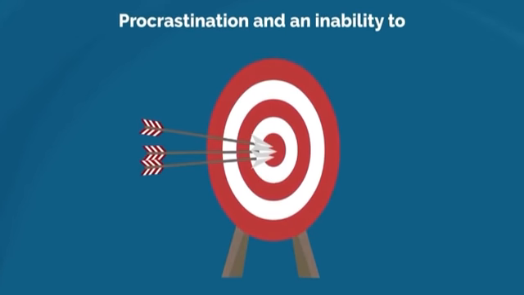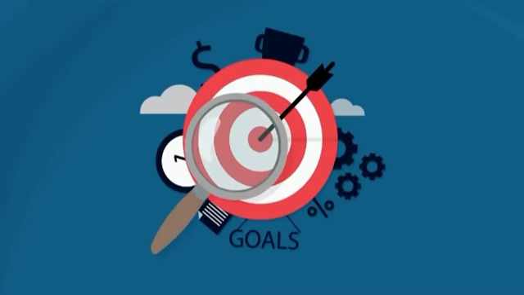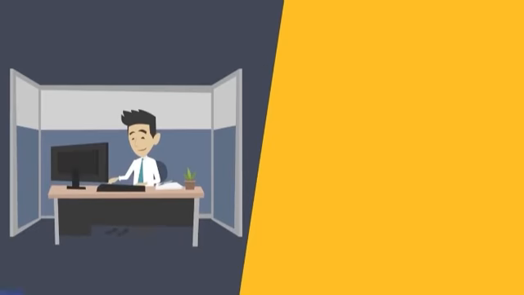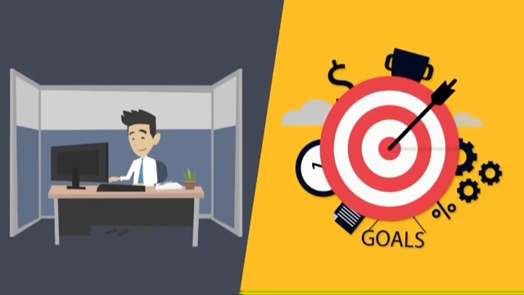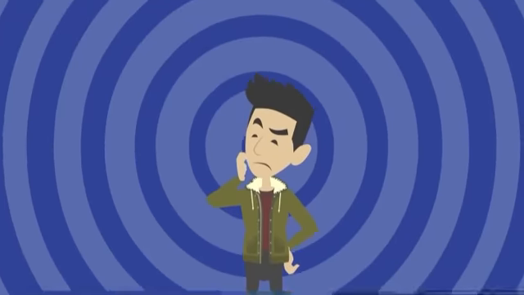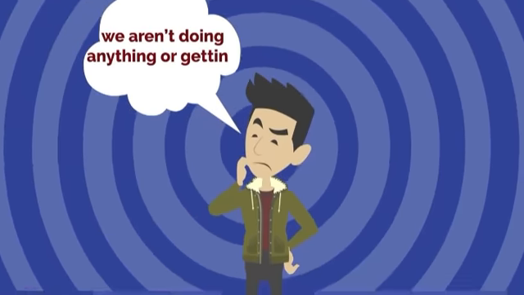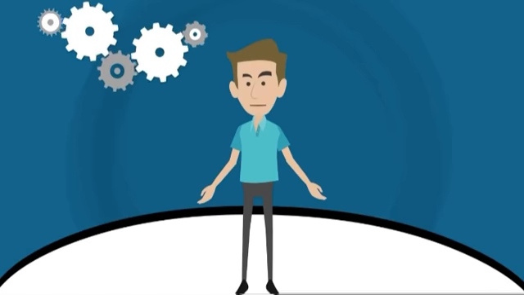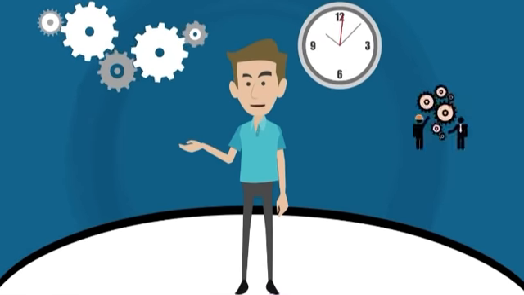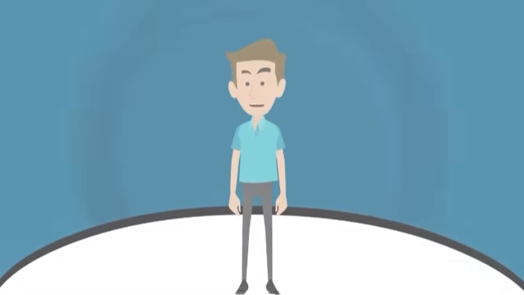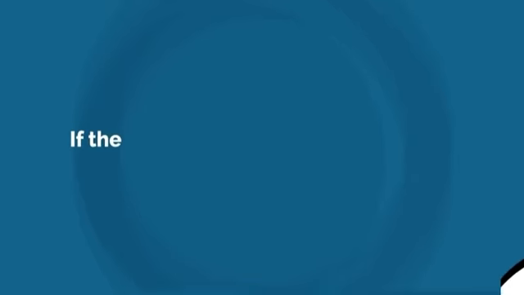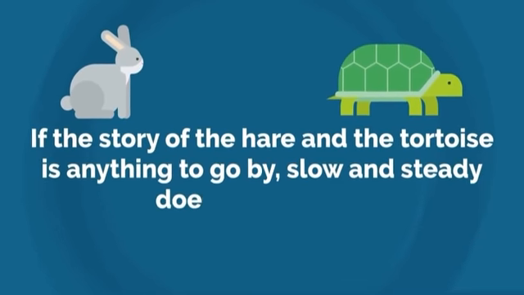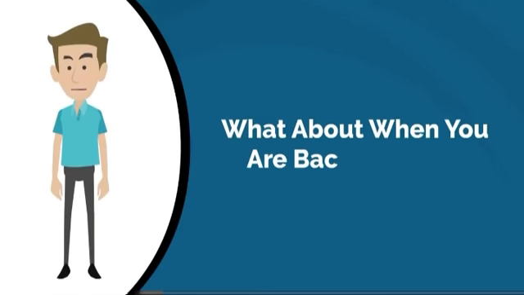Procrastination and an inability to achieve goals arise when you are so entirely focused on the goal that you forget the process of getting there. Comparing the small progress we are making and the massive goal that is ahead of us may trick our brain into thinking that we aren't doing anything or getting anywhere. Kaizen understands that eventual gains arise from systems, and by improving how we use our time, effort, and smarts in the process, we will get our desired results. If the story of the hare and the tortoise is anything to go by, slow and steady does win the race. What about when you are backtracking?